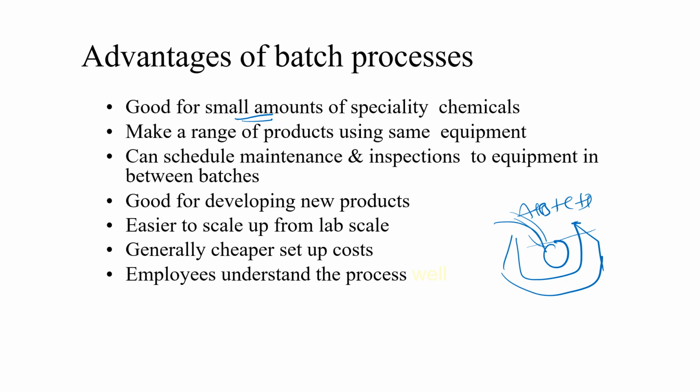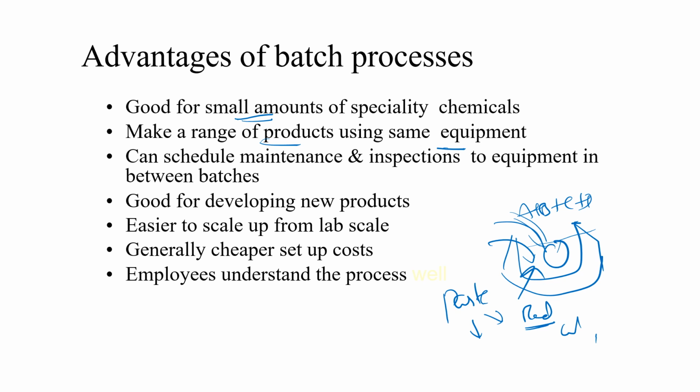So this is good for small amounts. If you want a small amount, then you can go for it. But if you want mass production, then batch process is not the best choice. So this is one advantage. Then we can make a range of products using the same equipment. Once we do that, we can clean it, then we can use the same equipment for another thing. For example, if I want to make toothpaste, I can use this component. In this paste, there are different varieties like Dabur Red, Colgate, and Pepsodent. So I can use the same equipment to produce different products.